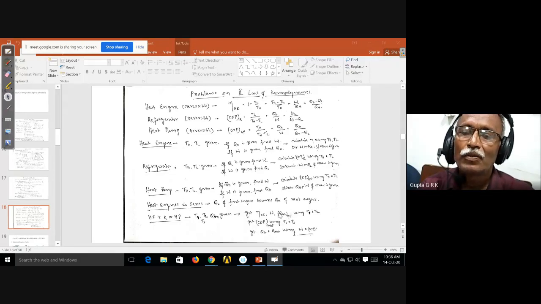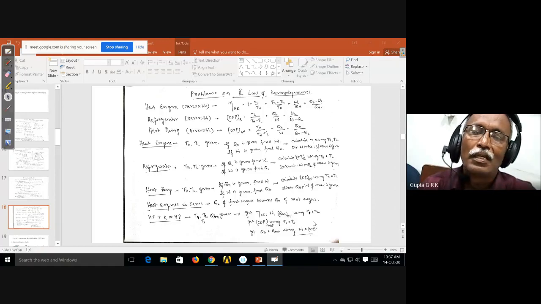And once you get the work here, that work is supplied to the refrigerator or the heat pump. So W is known, and again the temperatures will be known. These two temperatures will give you the COP, and using the COP and W, you can find both Qs. In that way you can find all the Qs and the W, and whatever is asked. Okay, any doubts about this?